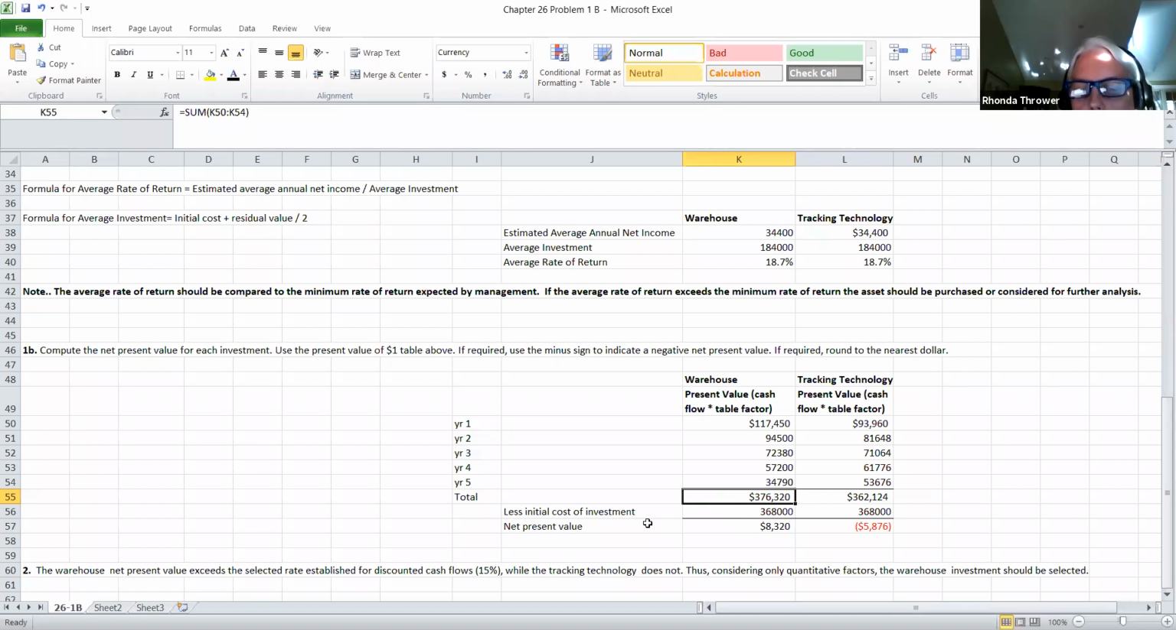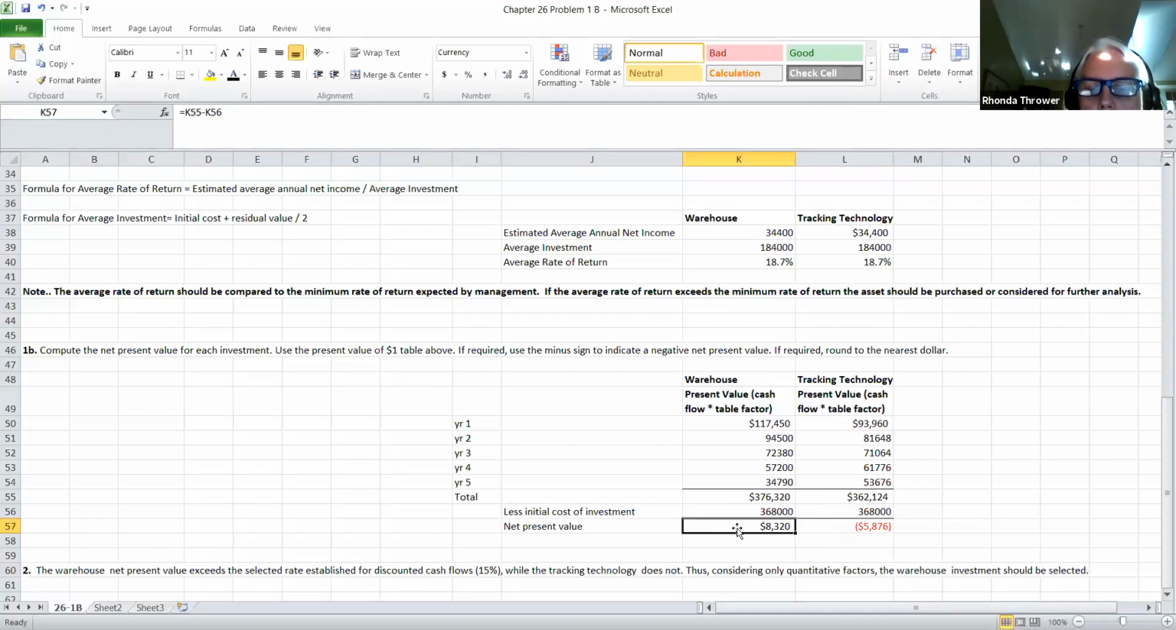Then you're going to subtract the initial cost of the investment, which was given at 368,000. Subtract the cost of the investment from the total present value, and what you're left with is the net present value. So what this is telling you is that after the 5 years for the warehouse, we have recovered the cost of the investment with our estimated cash flows, and we have some left over.